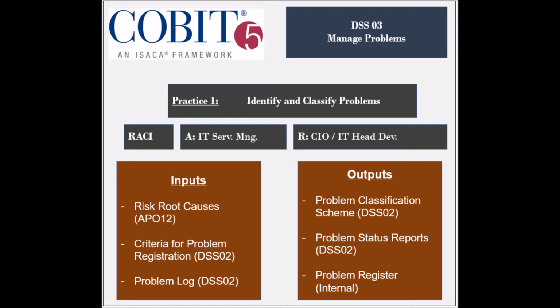The practice receives 3 inputs, which are the criteria for problem registration from the DSS02 process, the risk root causes from the APO12 process, and the problem log from the DSS02 process. It generates 3 outputs, which are the problem classification scheme to be used by the DSS02 process, the problem register to be used internally, and the problem status report to be used by the DSS02 process.